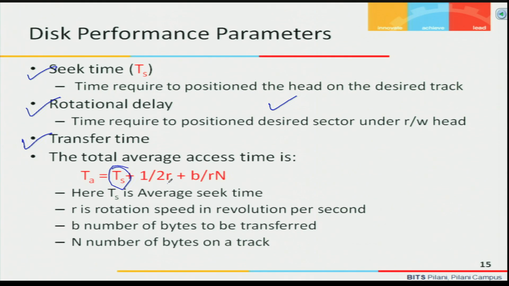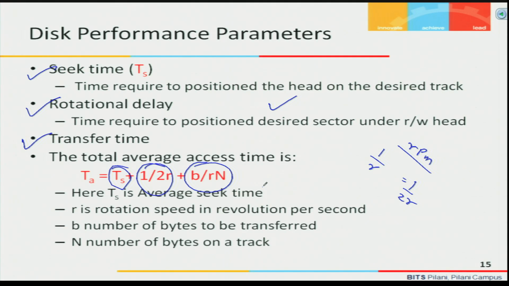Seek time is usually given, depends upon the disk technology which is used, and as I said is in milliseconds. The average rotational latency is 1/2R, where R is the rotation speed in revolutions per second. Usually the speed is given in RPM, revolutions per minute. Vendors give RPM, so for the calculation we have to convert it to RPS, and one full rotation time is 1 by R. We are taking the average, so that's why we say 1 by 2R.